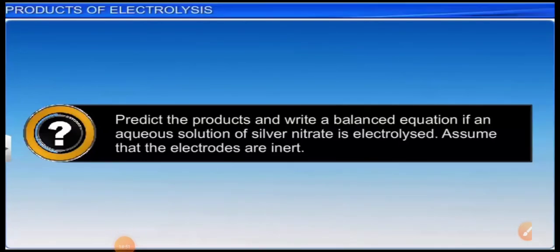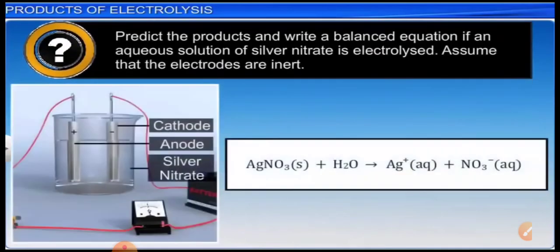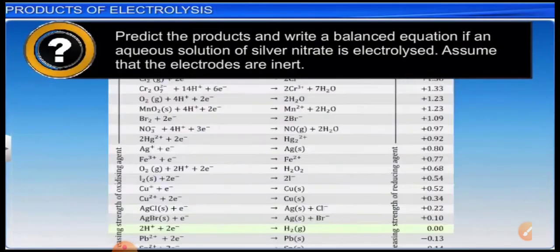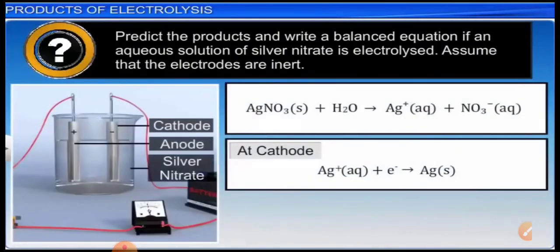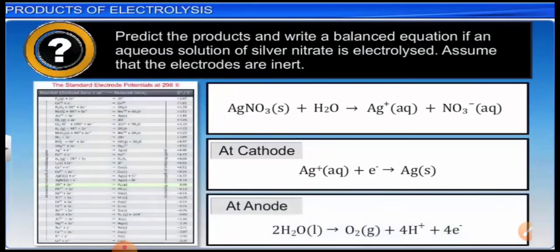Okay, fine. Now the question is: predict the product and write the balanced equation if an aqueous solution of silver nitrate is electrolyzed. Assume that the electrodes are inert. So basically we are doing electrolysis of a silver nitrate solution with inert electrodes. We have a potential for silver ion of 0.80 volt. The reaction taking place at the cathode is silver ion plus electron producing silver metal. The reaction taking place at the anode is decomposition of water into oxygen and H plus ion.